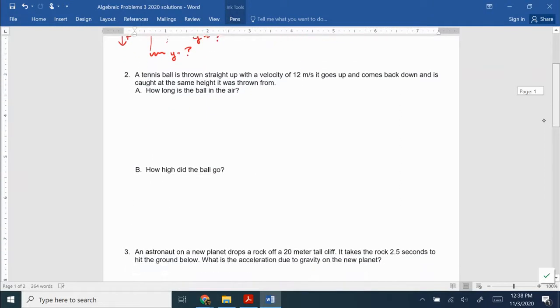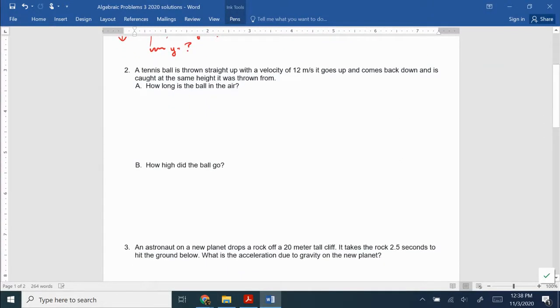Next one, a tennis ball is thrown straight up with a velocity of 12 meters per second. It goes up and comes back down and is caught at the same height as it's thrown. How long is it in the air? So it goes up, comes back down. So, right, things that we know. It does have upward motion, so we should choose up to be positive.